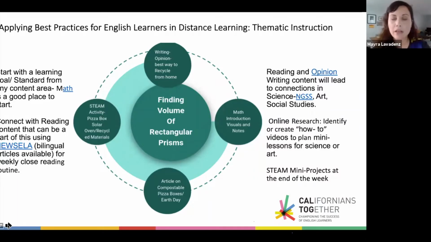And then I talked to my writing partner about opinion writing. And so she said, oh, I want them to look at this article that has information about what's the best way to recycle from home. Now that we're at home, there's an article currently about how can we save Earth from home. Okay, so all of that is connected. And that was kind of like my mind map of how do I start thematic planning? Where do I start from? Next slide, please.